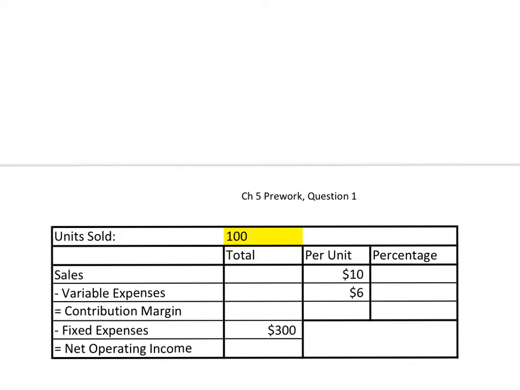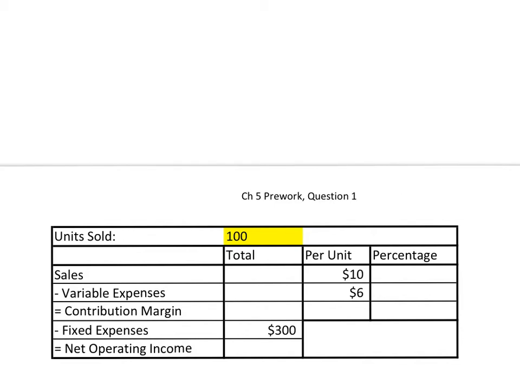Hi everybody. For the first part of the pre-work assignment for Chapter 5, I want to get you comfortable with the contribution format income statement. And take a look. It's very straightforward. You have your total sales minus your variable expenses, and what's left over is the contribution margin. And then you subtract out your fixed expenses to get the net operating income.